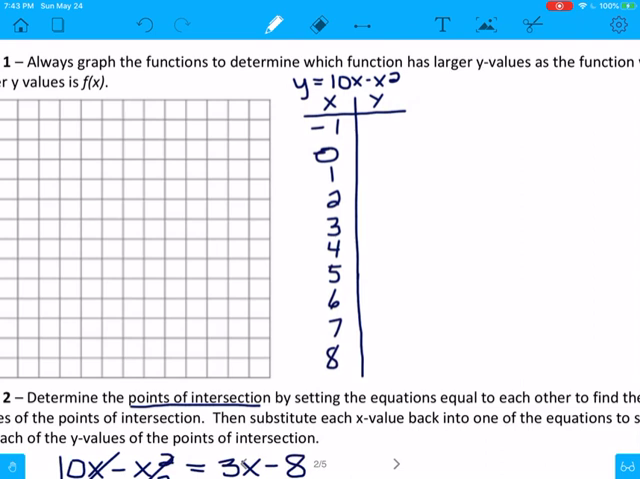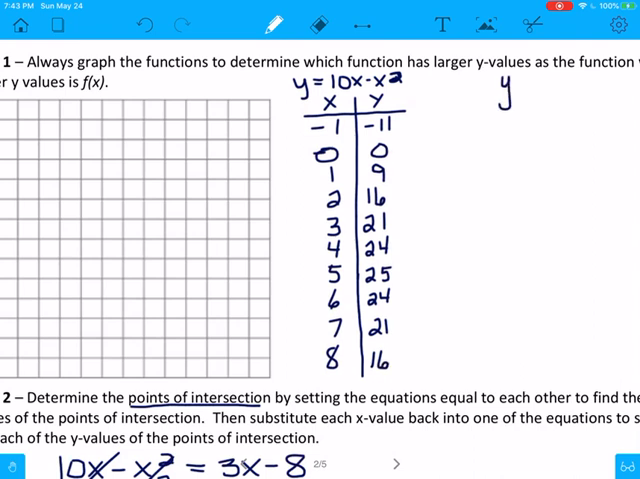Okay, and we plug the negative 1 in for my x's. I'm going to get 10 times negative 1 minus negative 1 squared, which is negative 11. When I plug the 0 in, I get 0. When I plug the 1 in, I get 9. When I plug the 2 in, I get 16. When I plug the 3 in, I get 21. When I plug the 4 in, I get 24. When I plug the 5 in, I get 25. When I plug the 6 in, I get 24. What the heck? It's going back down. Oh, right. My graph is a quadratic, so it's going to be a parabola. 7 in, I get 21. 8 in, I get 16.